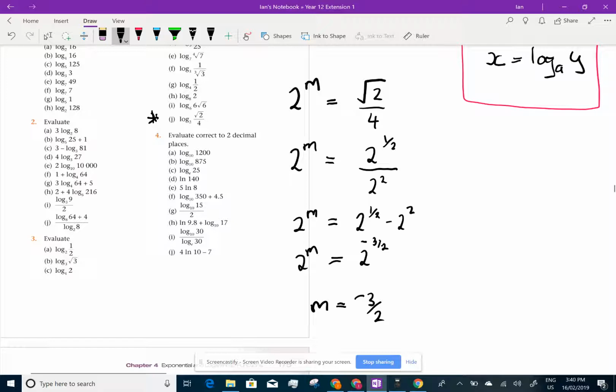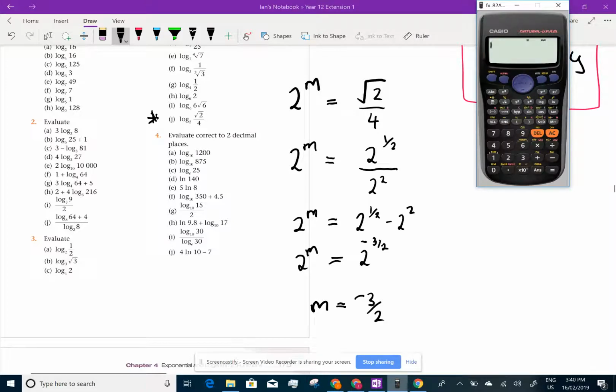Now, I'm not going to do any of the questions in 4 because that's just calculator work. And if I pull up my calculator, for example, look at the first one, log base 10, 1200. All you do is you hit log 1200 and you hit equals. And what do they want it to? 2 decimal places. Then for H, log 9, ln, remember ln is log to the base e, so we've got ln 9.8, close your bracket, plus log 17. There you go. And remember, it's 2 decimal places. So I'm going to move on from there.